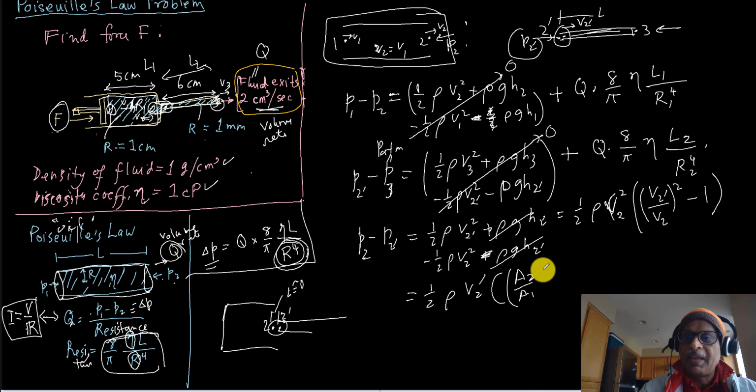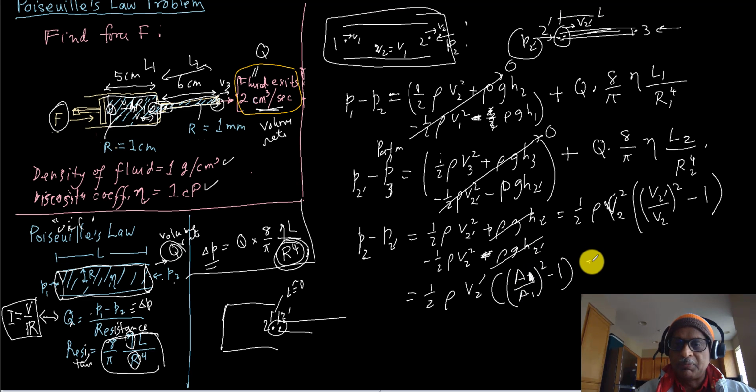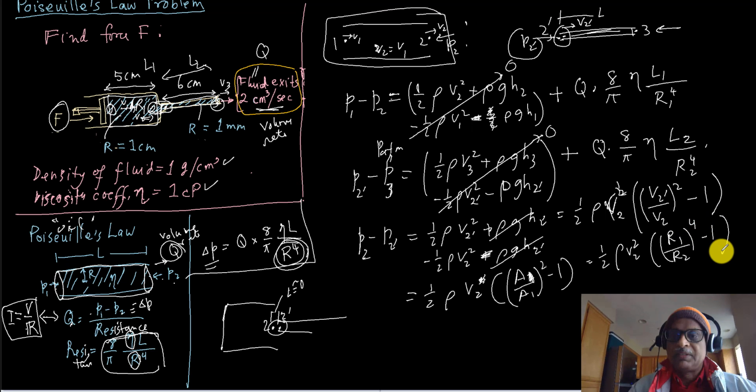I mean a1 over a2, I'm sorry, a1 is going to be this area versus this area, and this is just radius over radius to the power 4. So it's going to be half, not prime, v2 rho v2 square, radius 1 over radius 2 to the power 4 minus 1.